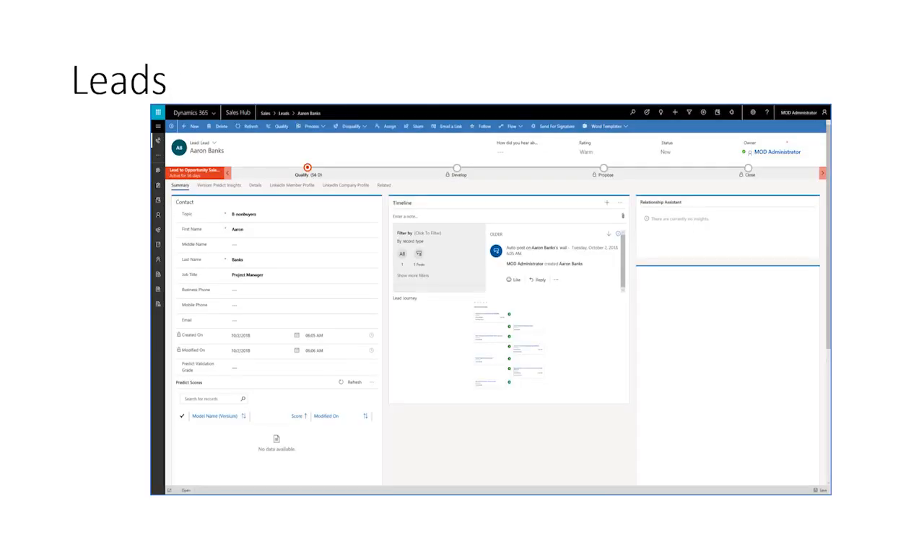In Dynamics 365 for Sales, a lead represents potential. For example, a potential sale or a potential contract or account with which an organization might do business. Many organizations implement a lead qualification process during which leads are contacted, more information is gathered, and at some point a decision is made about the lead status. Generally, leads should be considered temporary records, with the goal of converting them to some combination of account, contact, or opportunity record at the end of a qualification process.